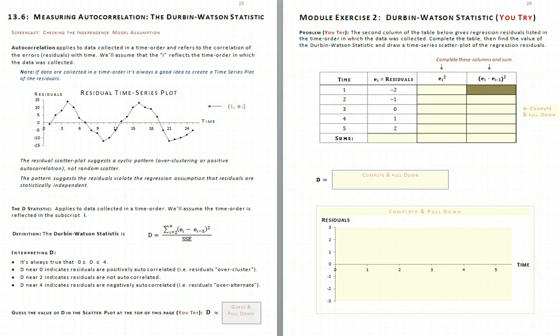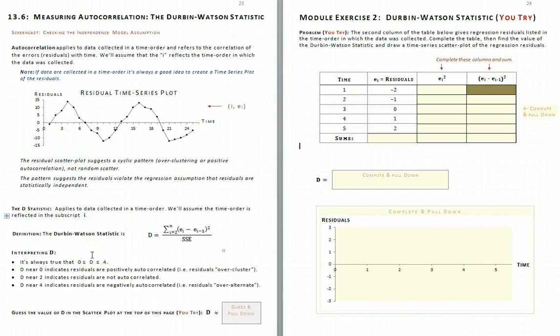In several pages, we'll introduce a hypothesis test for positive autocorrelation that uses the Durbin-Watson test statistic, D. Let's become familiar with this test statistic. D is computed as a quotient. The numerator is the difference in consecutive residual values, with those differences being squared, and then summed over all differences. The denominator is SSE, the sum of squared residual values.